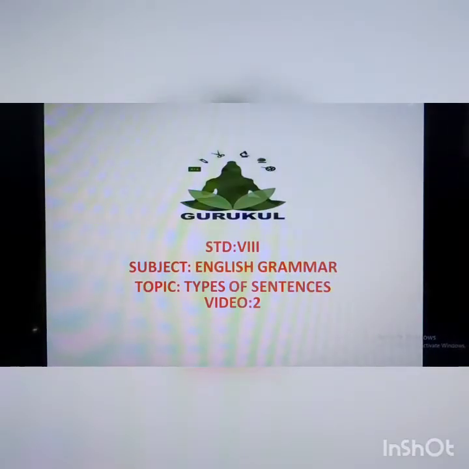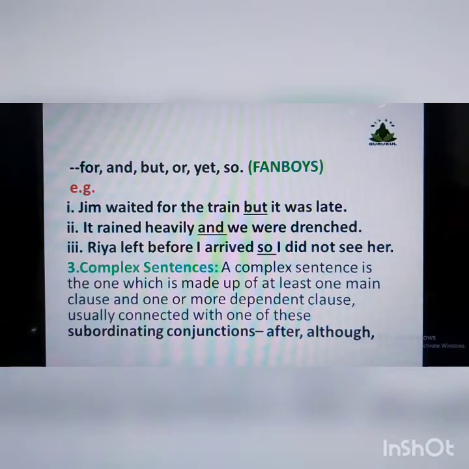So let's come back to the topic of types of sentences. Children, in the previous video, we have learned what is a simple sentence, what is a compound sentence, and now in this video, we are going to learn what is a complex sentence. So let's begin, children. A complex sentence is the one which is made up of at least one main clause and one or more dependent clauses, usually connected with one of these subordinating conjunctions.